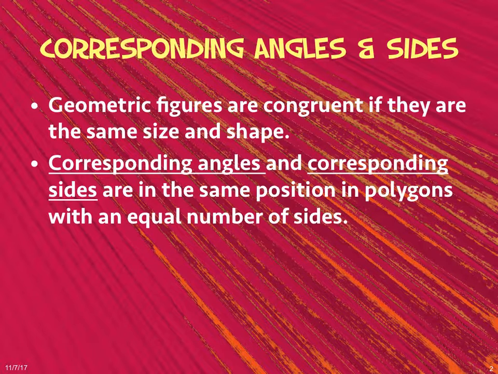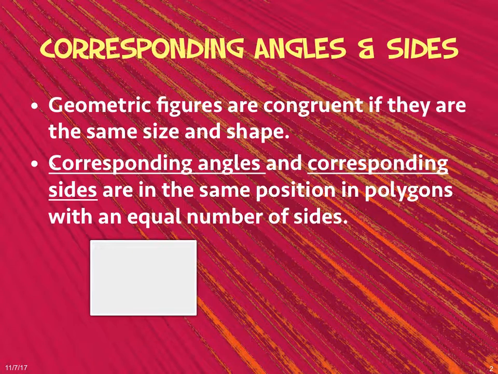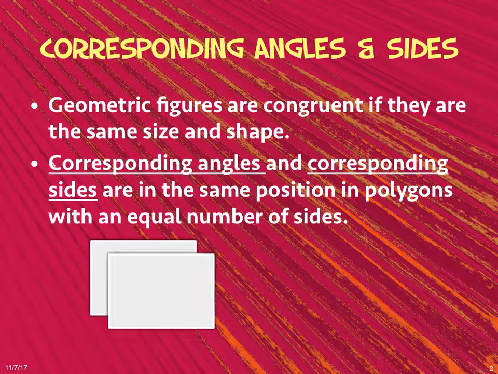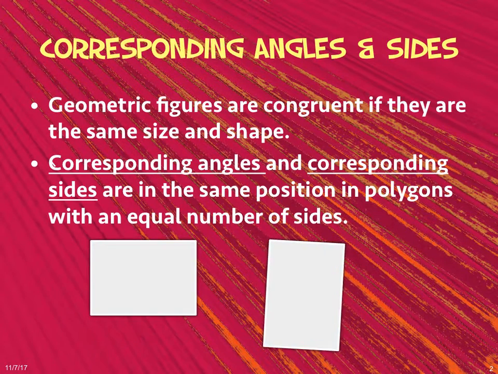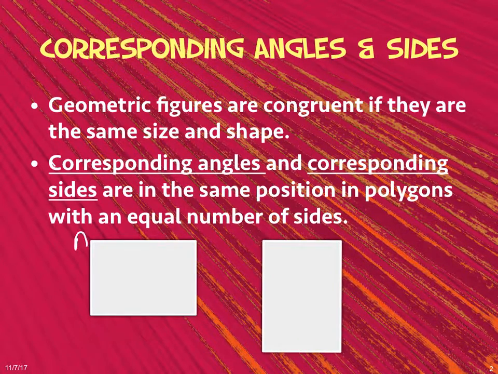So in general, let's just say I had 2 shapes that are not triangles. Let's start there. So these 2 shapes can be congruent. They don't have to be facing the same way.